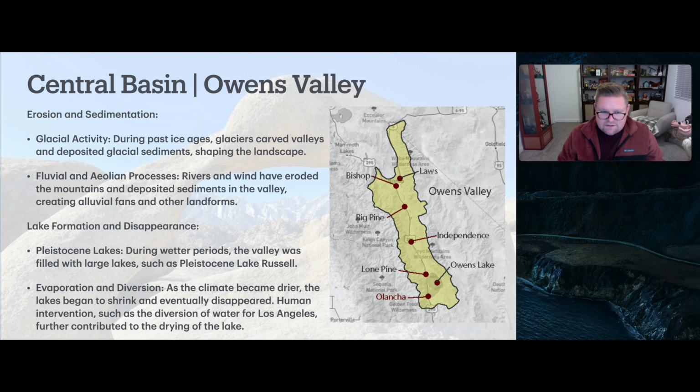Human interventions, such as the diversion of water for Los Angeles, further contributed to the drying of the lake. But the reality is, Owens Lake would have been what it is now. It would have essentially dried out on its own. The rate of evaporation, or how fast water evaporates, exceeds the amount of precipitation that they receive per year. So it's not a balance. They're spending way more than they can receive, and so you end up at a deficit.